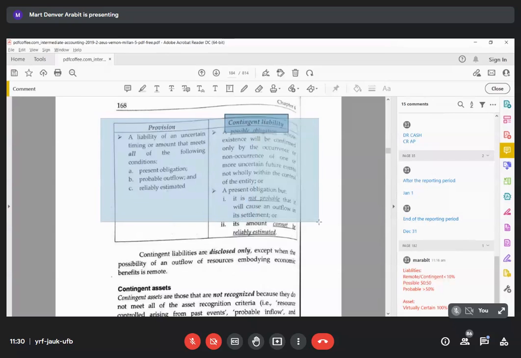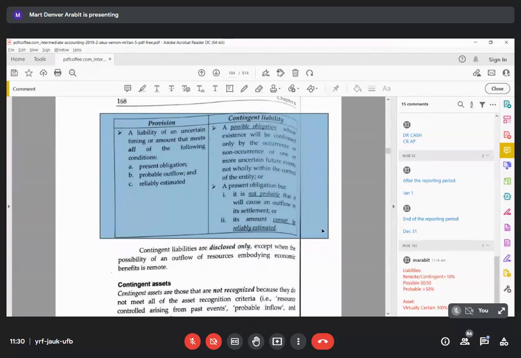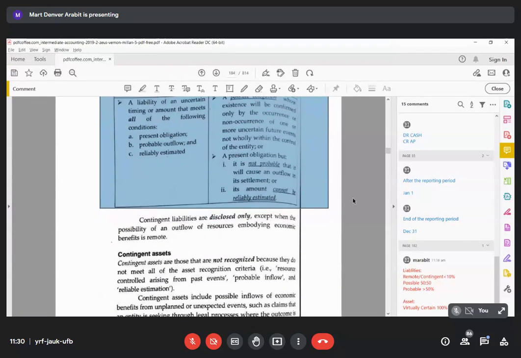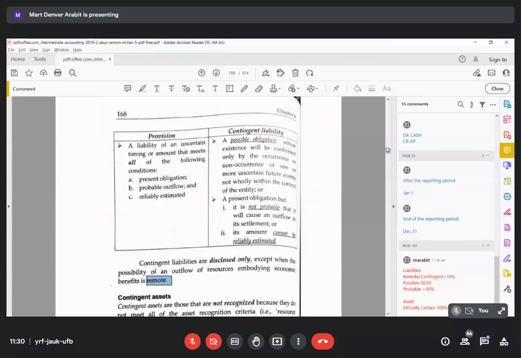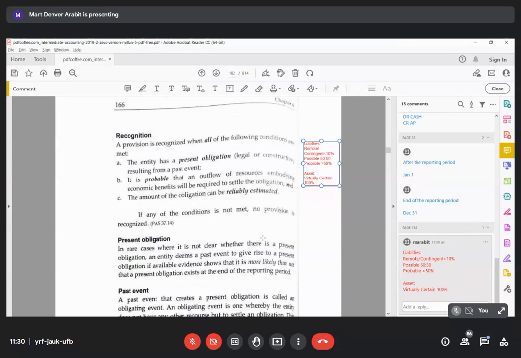Any questions regarding this? Okay, so contingent liabilities are disclosed, except when the possibility of an outflow of resources embodying economic benefits is remote. Again, as we have discussed, if it is remote, then there is a very low chance that this liability will come to reality.